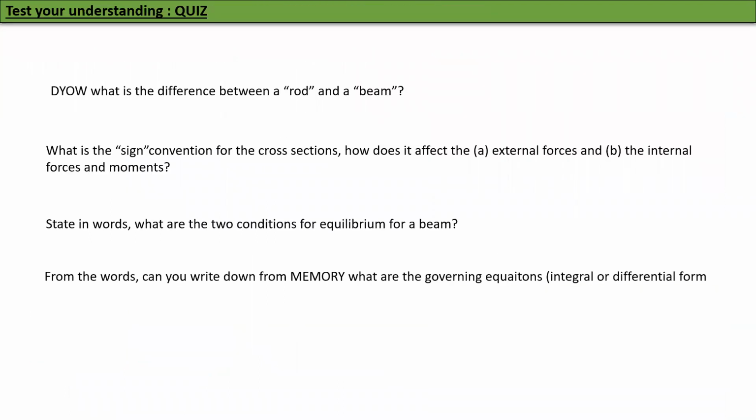Now it's time for you to test your understanding. So this is a quiz. So first, describe in your own words, what is the difference between a rod and a beam? What is the sign convention for the cross sections? How does it affect the external forces? And how does it affect the internal forces and moments? State in words, what are the 2 conditions for equation of equilibrium of a beam?